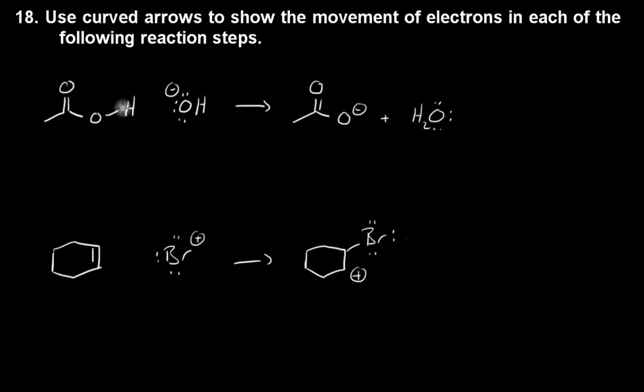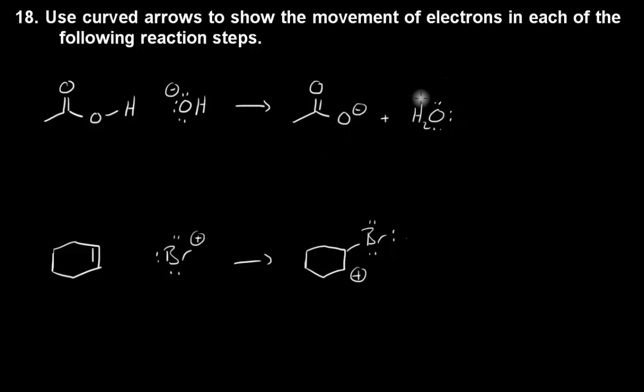So the first thing that we're doing is we're just going to show how electrons are going to flow to change the reactants to the products. So starting off on this first example up top, we have our carboxylic acid, this is acetic acid, and we have hydroxide. So these are our reactants, and the products are shown over here. The products are going to be this carboxylate and water.